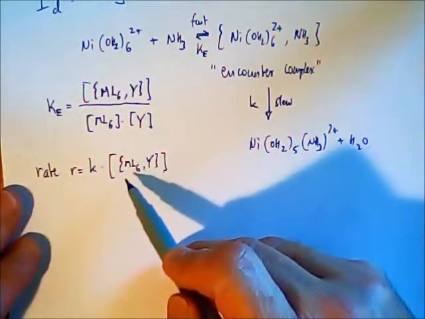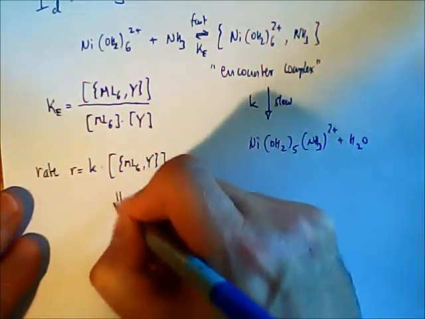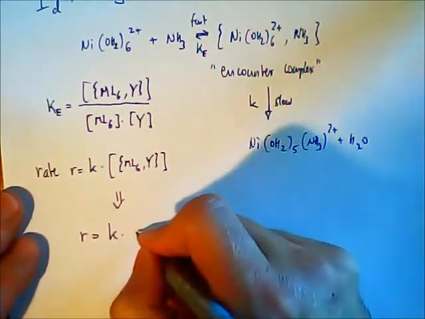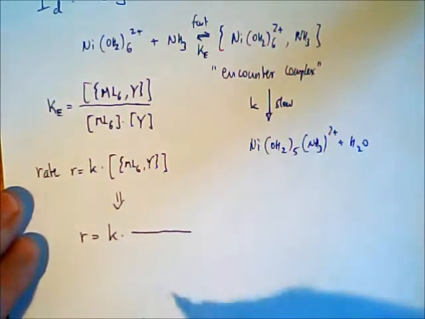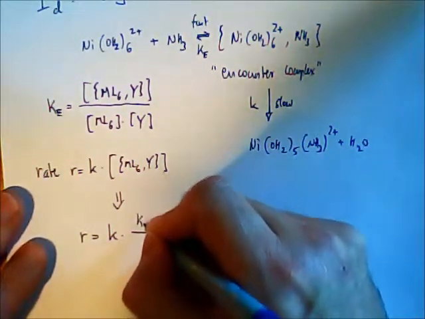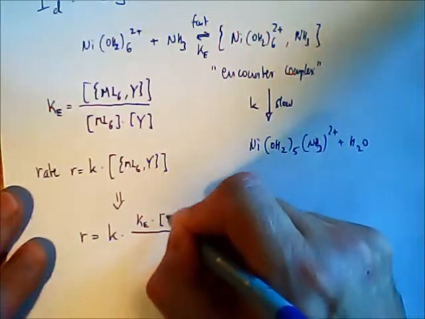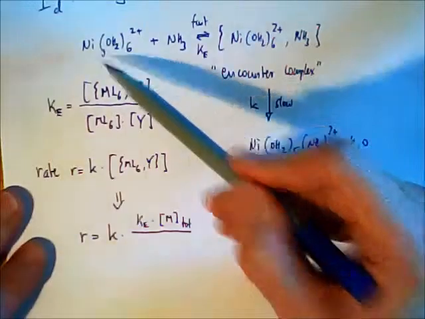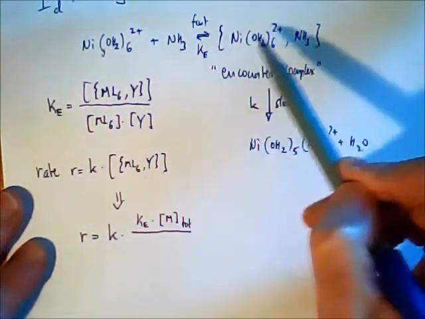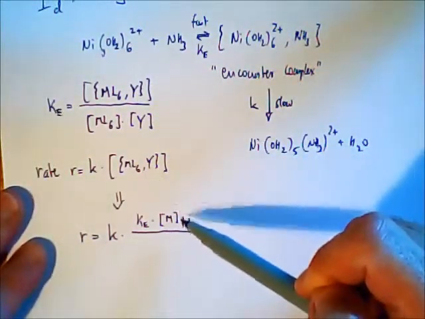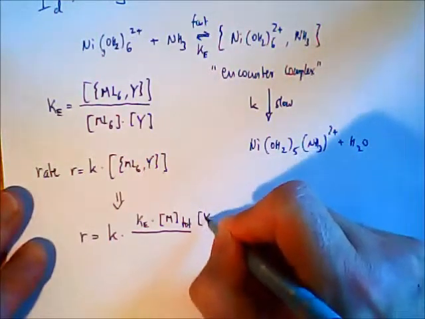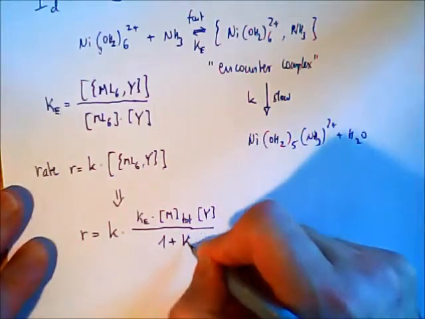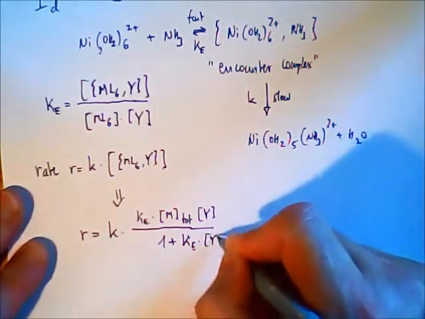We can combine these two equations and then we come up with the reaction rate with the speed constant multiplied by this Ka multiplied by the total concentration. This plus this plus this, the total concentration of the metal compound, multiplied with the concentration of Y, divided by 1 plus Ka multiplied by the concentration of Y.